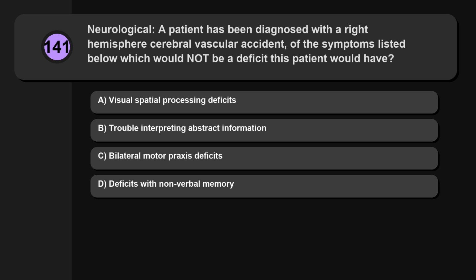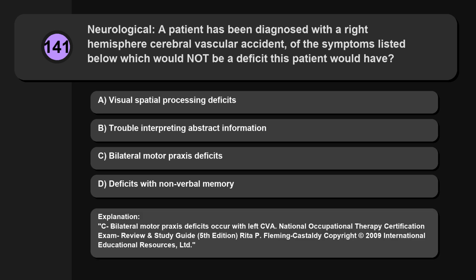Option A. Visual spatial processing deficits. Option B. Trouble interpreting abstract information. Option C. Bilateral motor praxis deficits. Option D. Deficits with nonverbal memory. The correct answer is option C. Bilateral motor praxis deficits occur with left CVA. National Occupational Therapy Certification Exam Review and Study Guide, 5th edition, Rita P. Fleming Castaldi Copyright 2009 International Educational Resources, Limited.